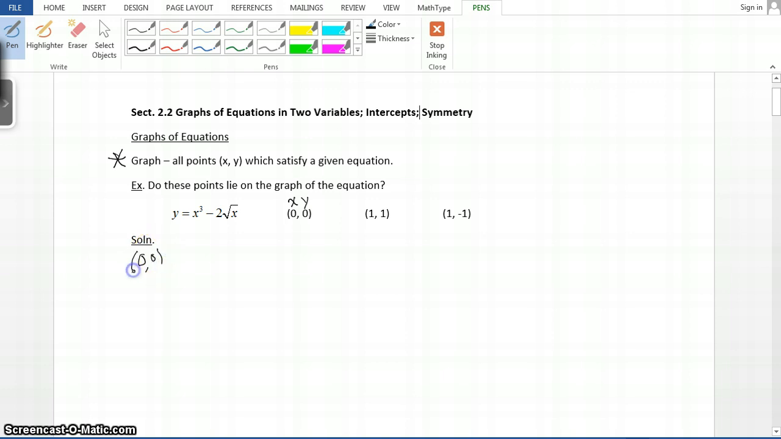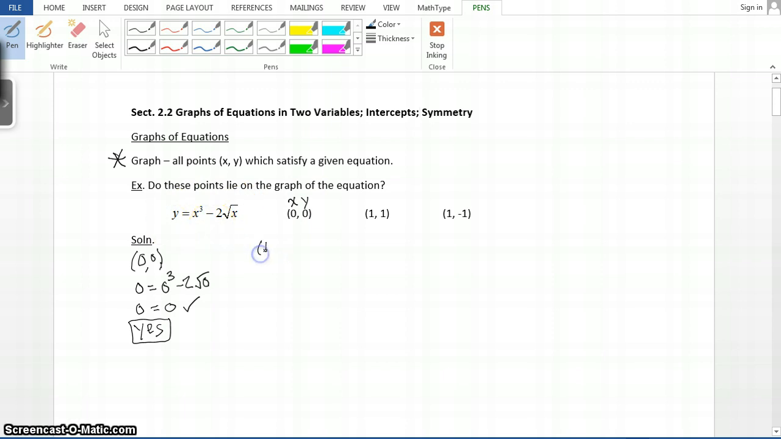Alright, let's test 0, 0. If I plug 0 in for x and y, I'll have 0 equals 0 cubed minus 2 times the square root of 0. Alright, that's 0 equals 0. Check. The answer is yes. So the point 0, 0, yes, it lies on the graph of that equation.